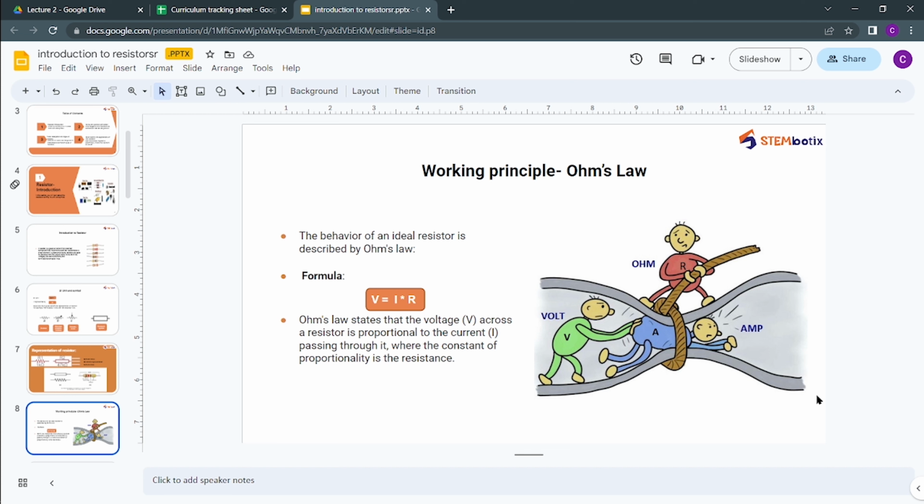These are used where the same current and different voltages are required. Whenever you want the same current through the devices but different voltages, you will have to go for series connection. Now another is resistors in parallel. This is a schematic representation of resistors connected in parallel.